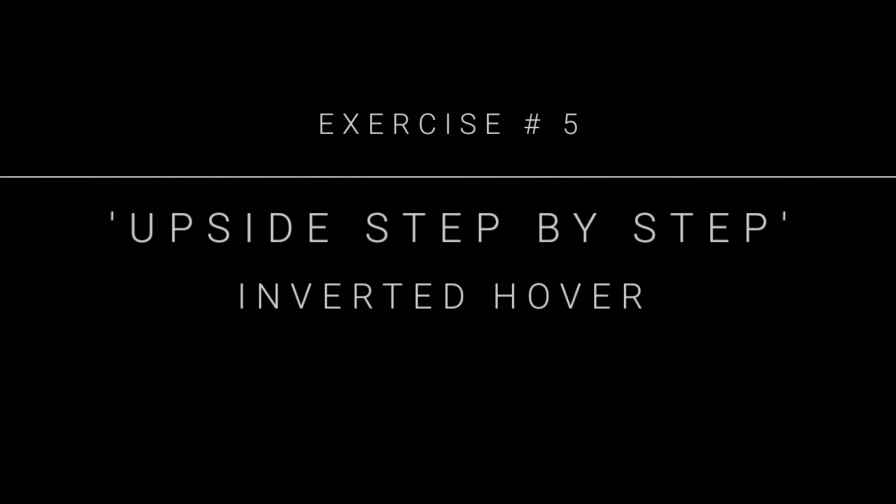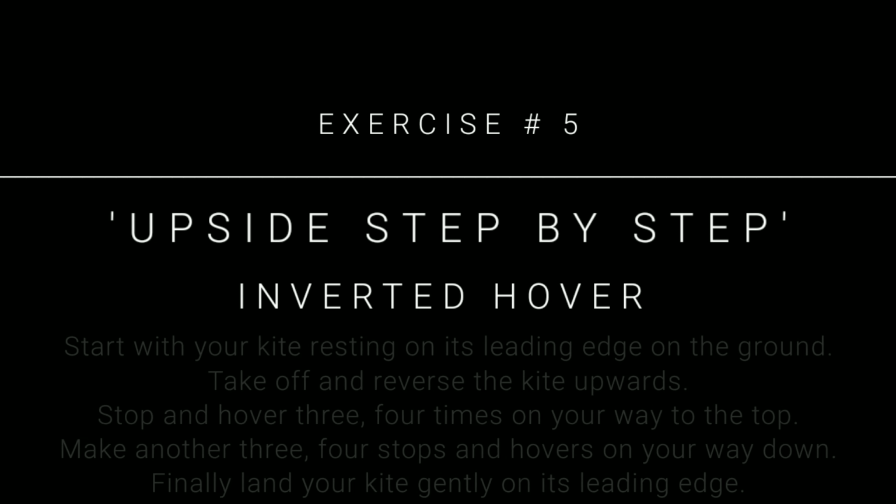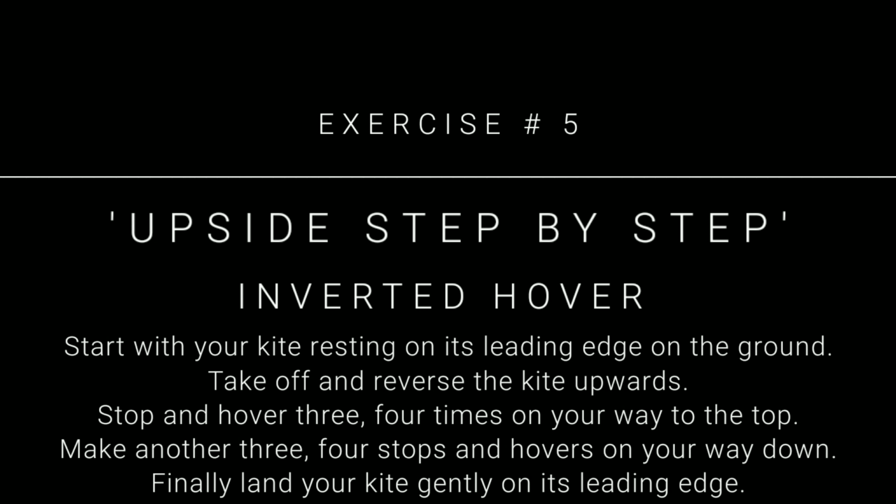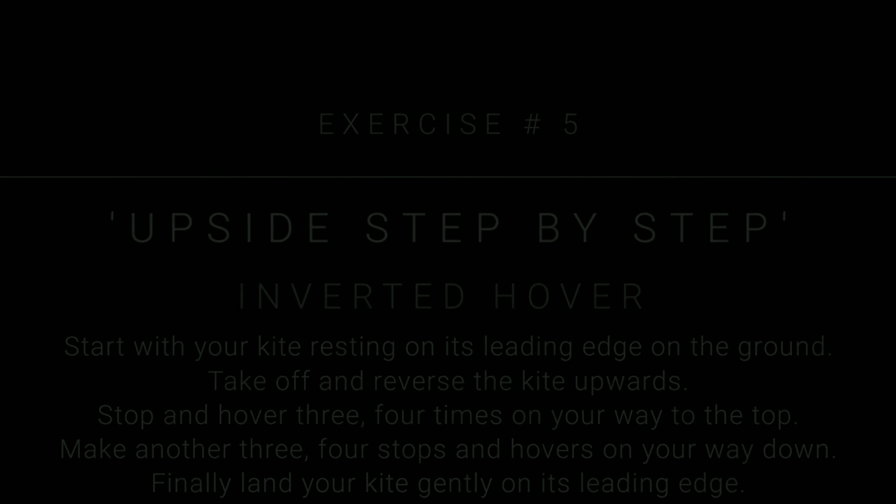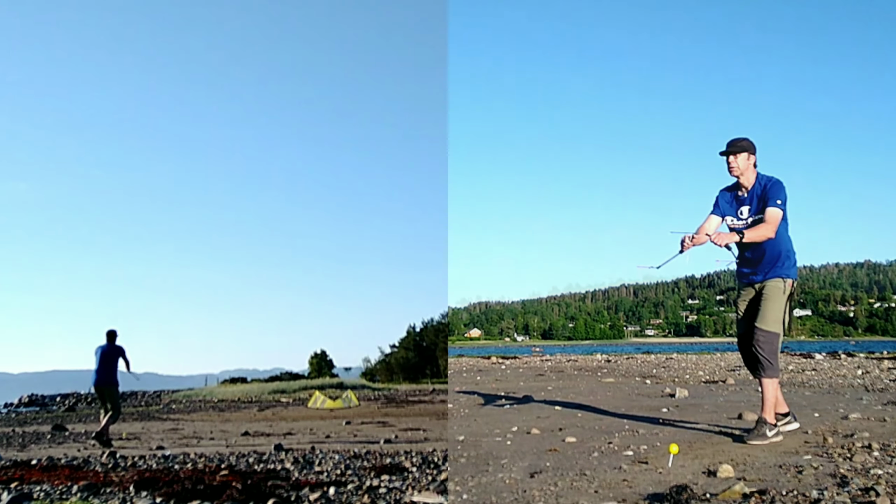Fifth and final exercise. Start with your kite resting on its leading edge on the ground. Take off and reverse the kite upwards. Stop and hover 3 or 4 times on your way to the top of the wind window, and make another 3 to 4 stops and hovers on your way down. Finally, land your kite gently on its leading edge.